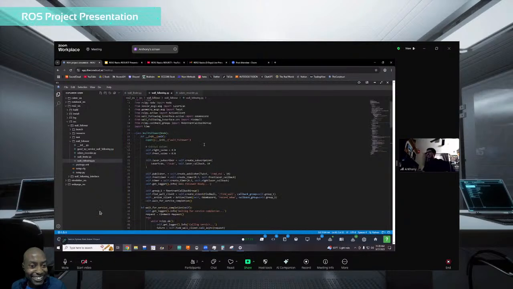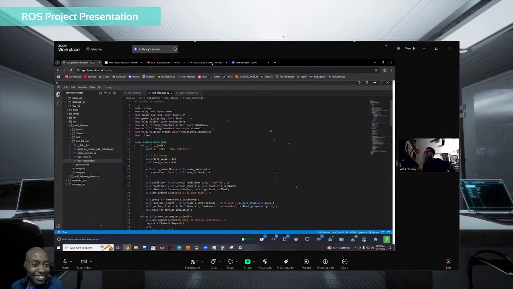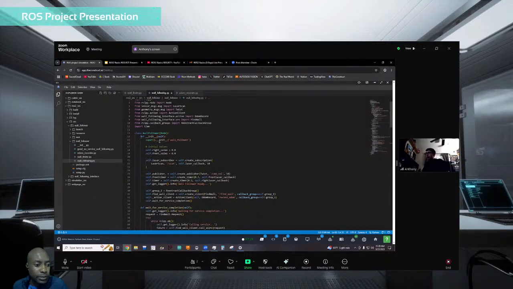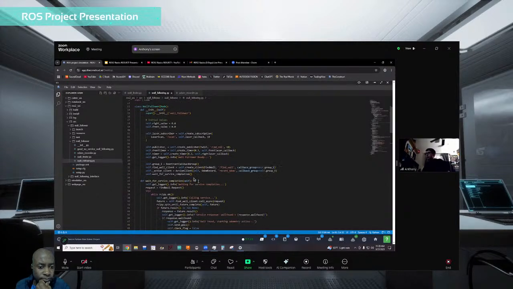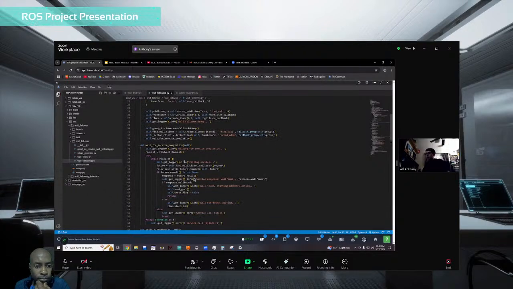Okay, so this is the client. This is both where the wall following logic exists, as well as the client for the service and the action. So this is just the initial setup: getting all the publishers and timers set up, getting the clients, things like that.